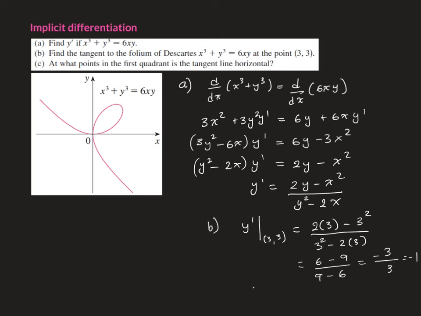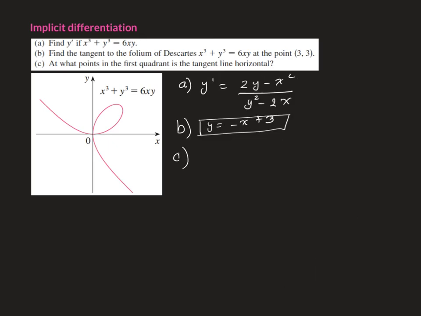So we found that the slope y dash at the point (3, 3) is equal to minus 1. We want now to find the rest of the equation of the tangent line, so we substitute y equals minus x plus c, and we substitute the point (3, 3). So 3 is equal to minus 3 plus c, meaning c is equal to 6. Therefore, the equation is y = minus x plus 6.